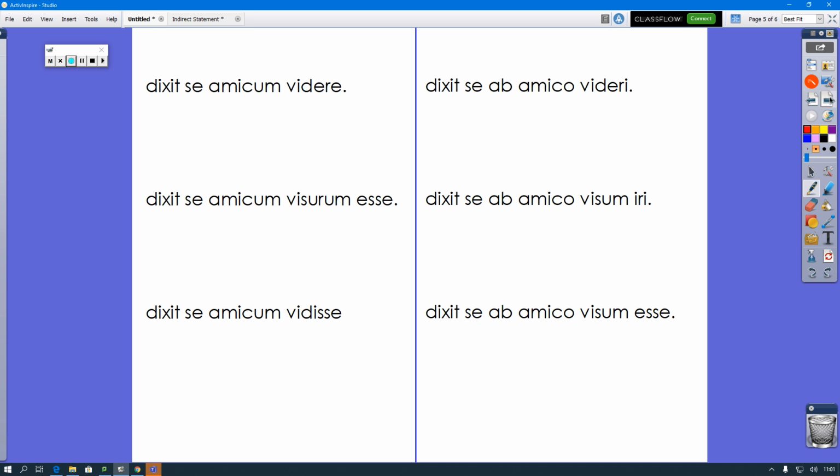How do those tenses actually translate into English? Well, Dixit se amicum videre. He said that. Now he says in the present tense, I see my friend. If we put Dixit with that, English doesn't help us here, but we should be able to work out what it is. He said that he saw his friend. I see my friend. He said that he saw his friend.